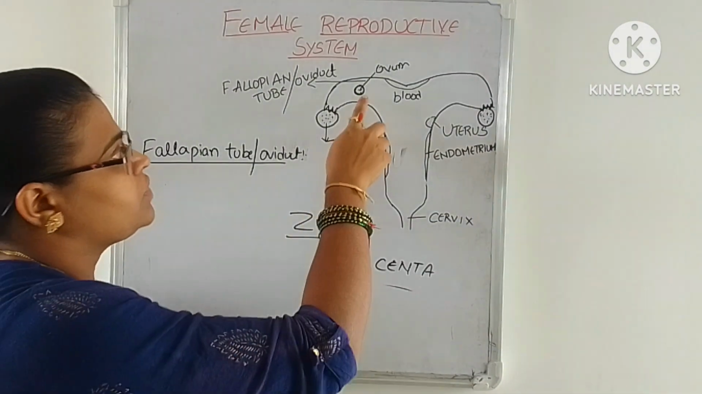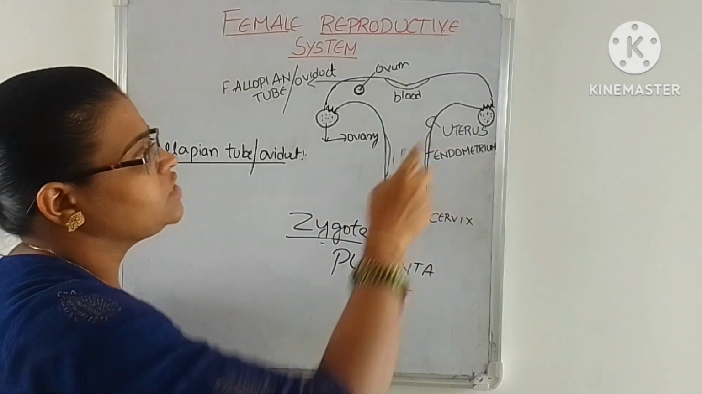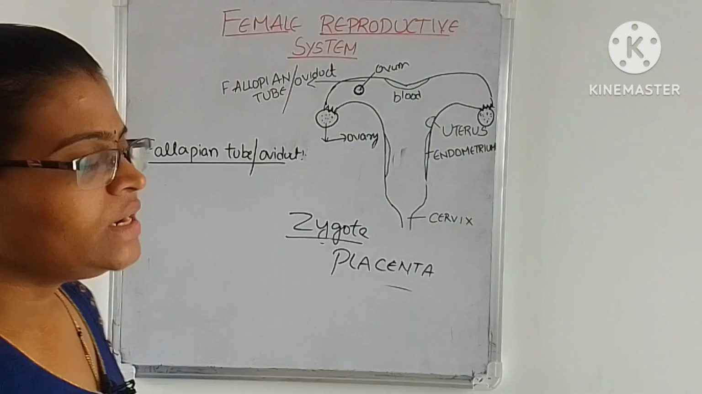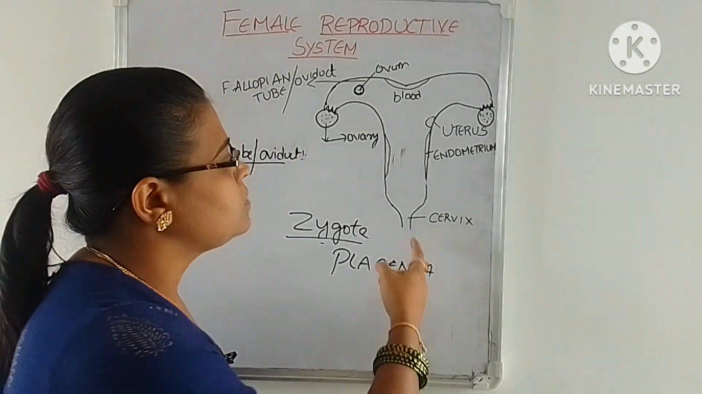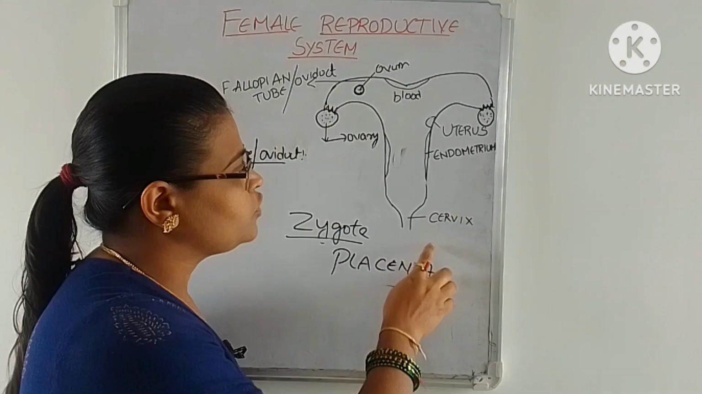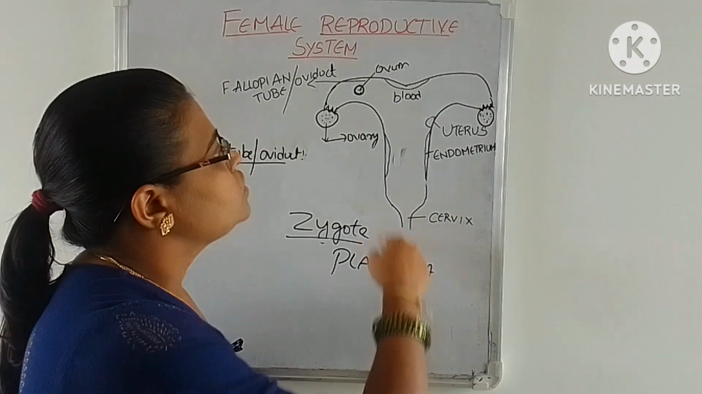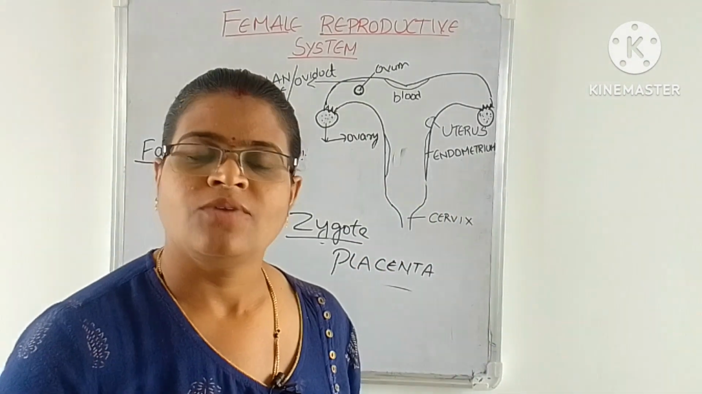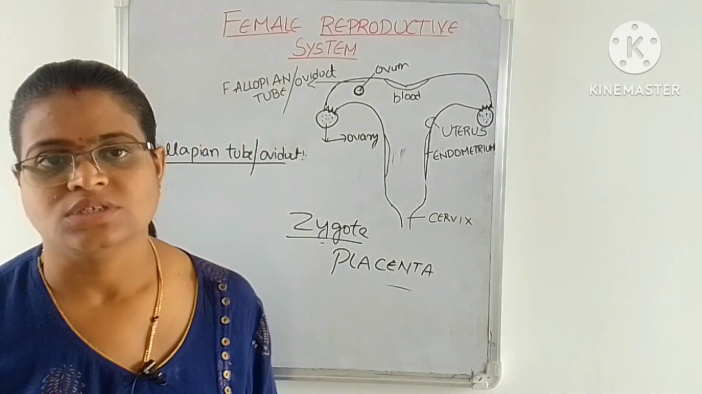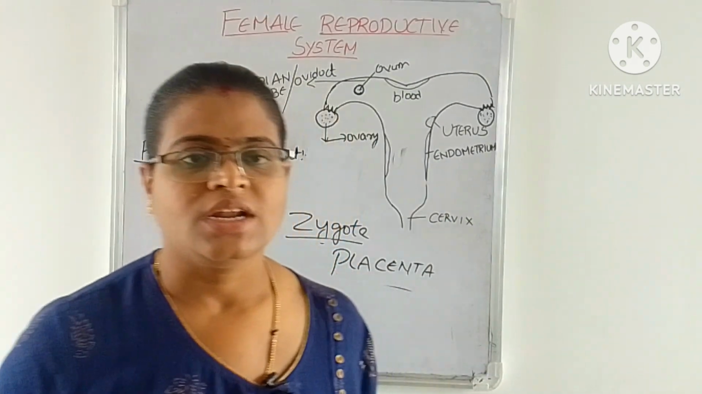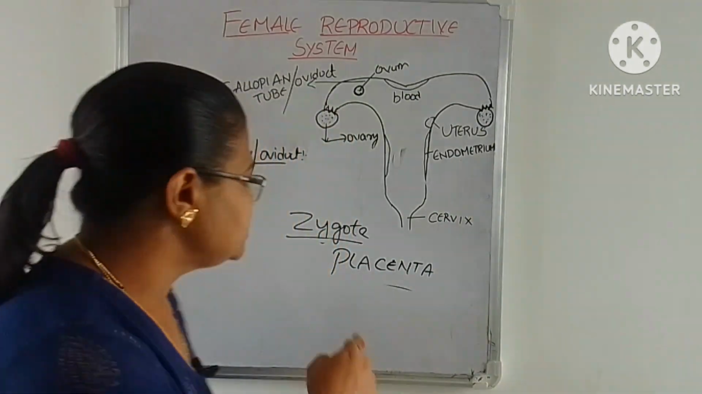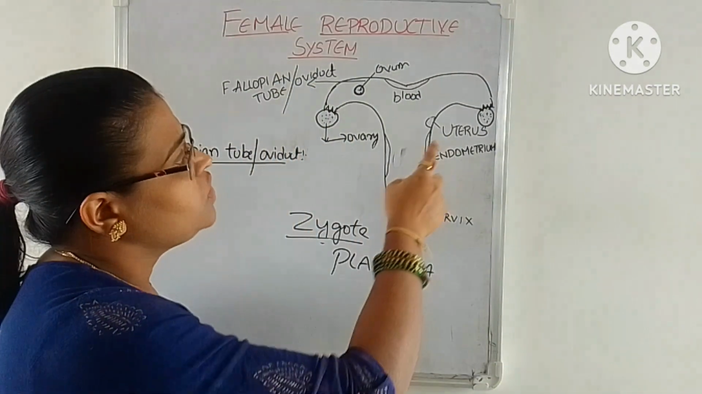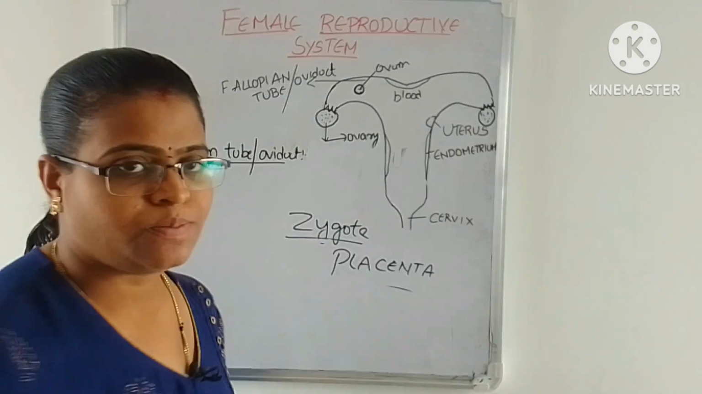So from the fallopian tube, the ovum will wait for the sperms. How will the sperms enter? The sperms will enter through the vagina, through the cervix. So when the sperm is available for the ovum, then the fertilization process takes place. After the fertilization process, the new product formed is known as the zygote. This zygote will get settled into the uterus.